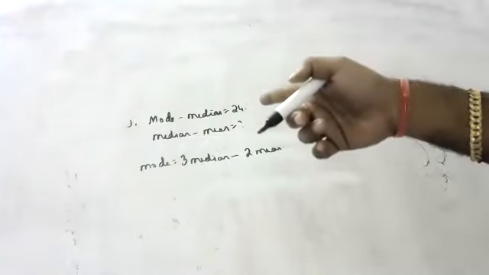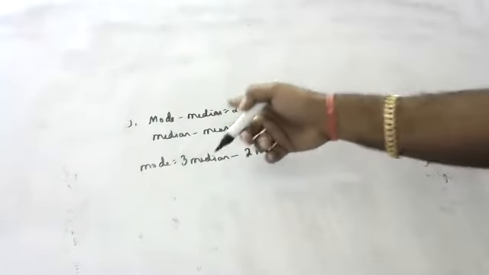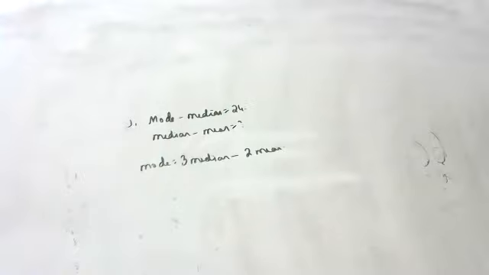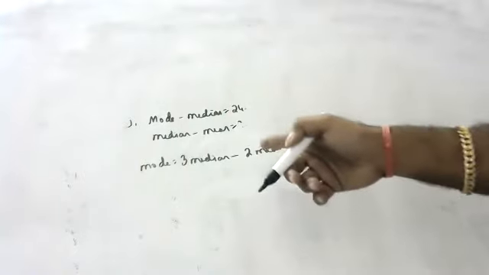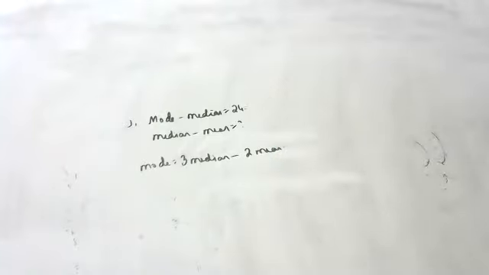Mode is equal to 3 median minus 2 mean. They said the difference between mode and median is 24. What is the difference between median and mean? The answer is 12.